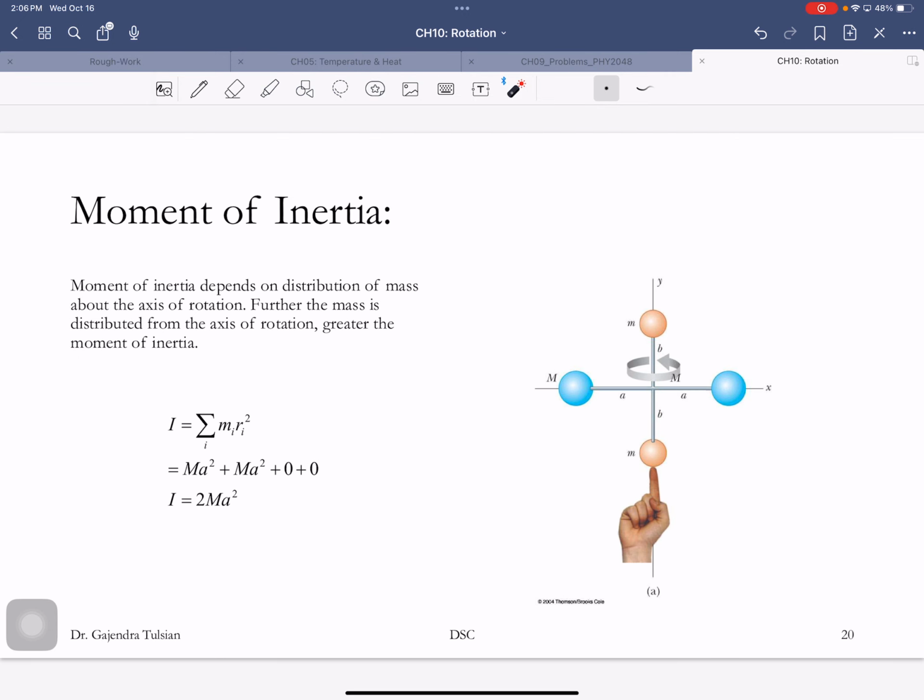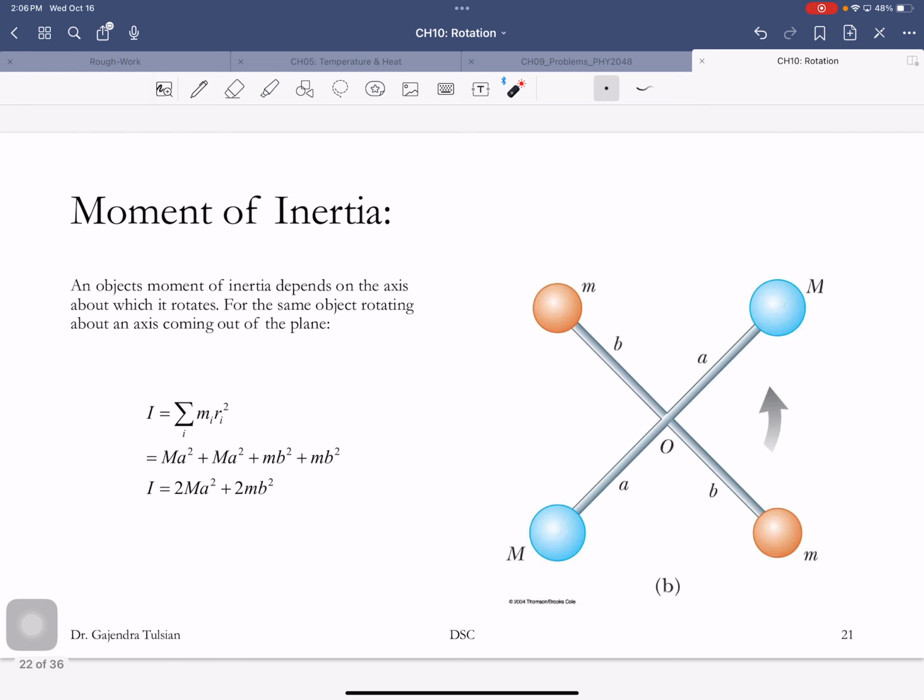here's a discrete object. Let's say you calculate the moment of inertia of this object about this axis. If you're spinning it about this axis, these masses are right on the axis, so they contribute 0. And the moment of inertia of this one will be ma squared plus, okay, so it's 2ma squared.